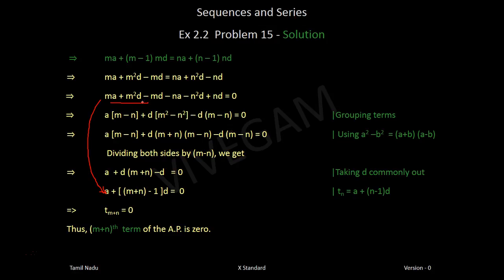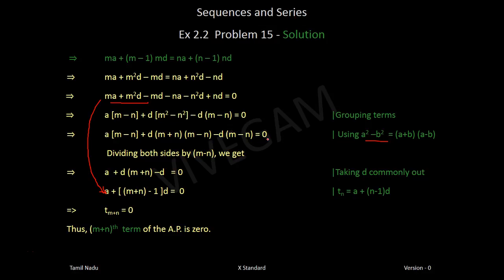Okay, then what is left out? Minus MD and plus ND. Again take minus D commonly out and you will get M minus N. Now M square minus N square can be written as M plus N into M minus N, since A square minus B square equals A plus B into A minus B. So the whole thing is A into M minus N, plus D into M plus N into M minus N, and this is minus D into M minus N.